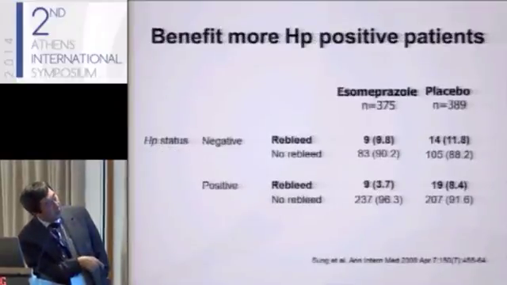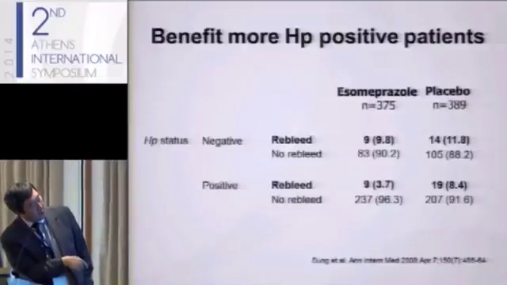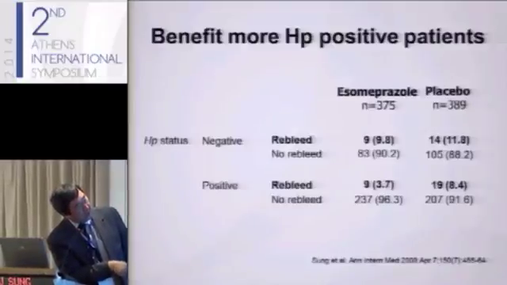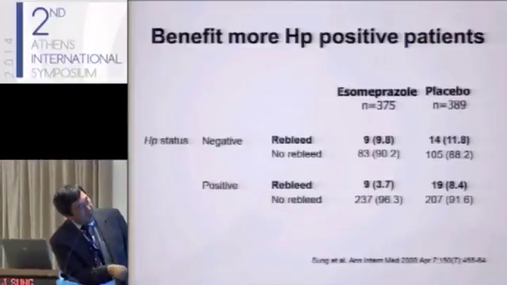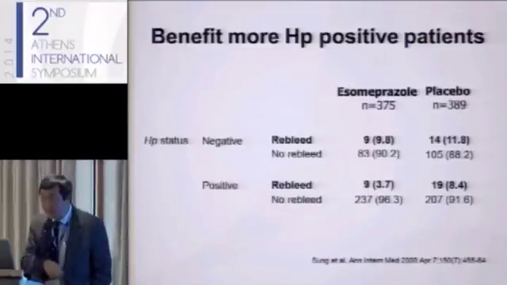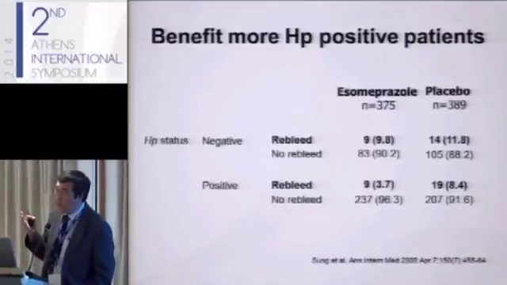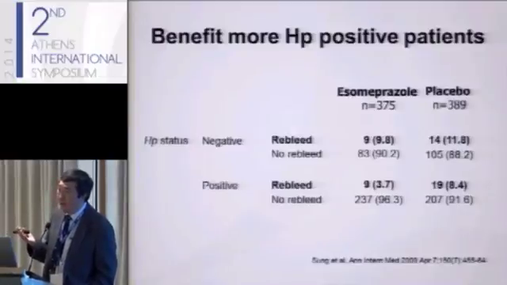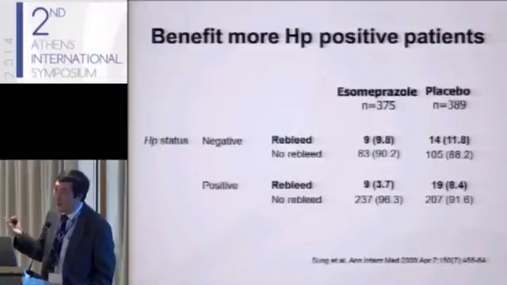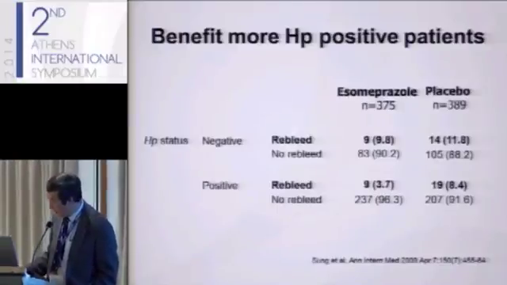It is even more impressive if the patient has H. pylori infection. The H. pylori positive group has a more profound reduction in recurrent bleeding rate. Why? Because we believe that H. pylori infection works as an endogenous PPI, and now you give more PPI, you totally shut down the acid exit in the stomach.